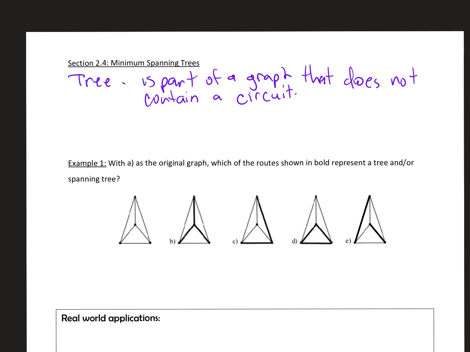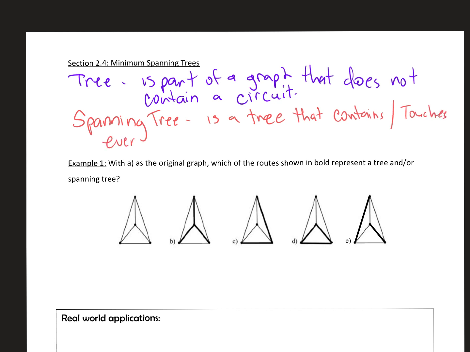All right. A tree is part of a graph that does not contain a circuit. Now, a spanning tree is a tree that contains or touches every vertex in the graph.